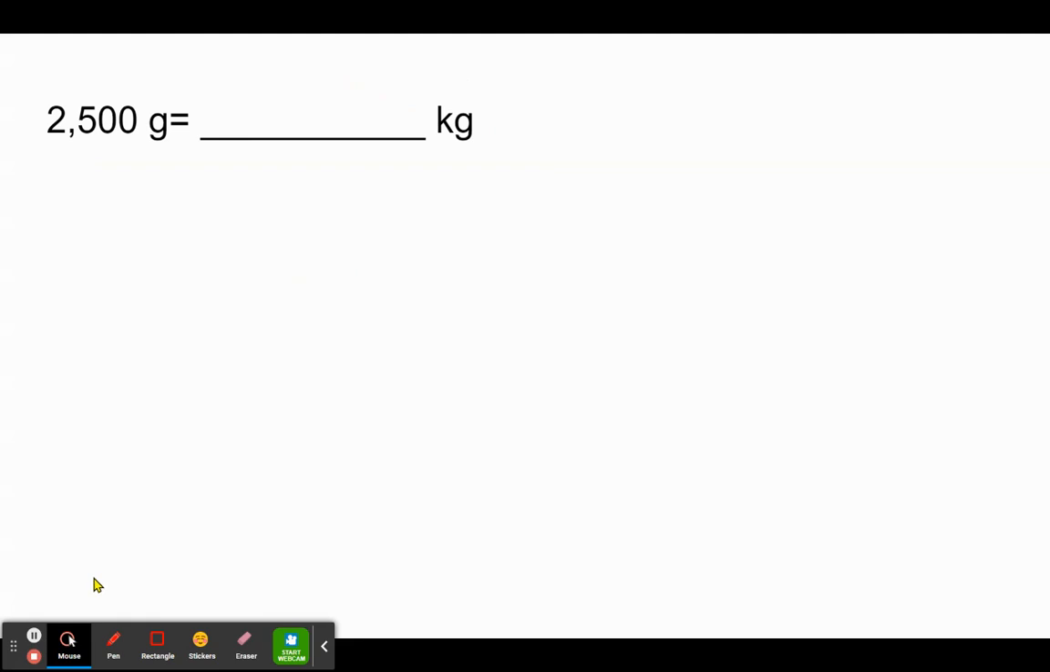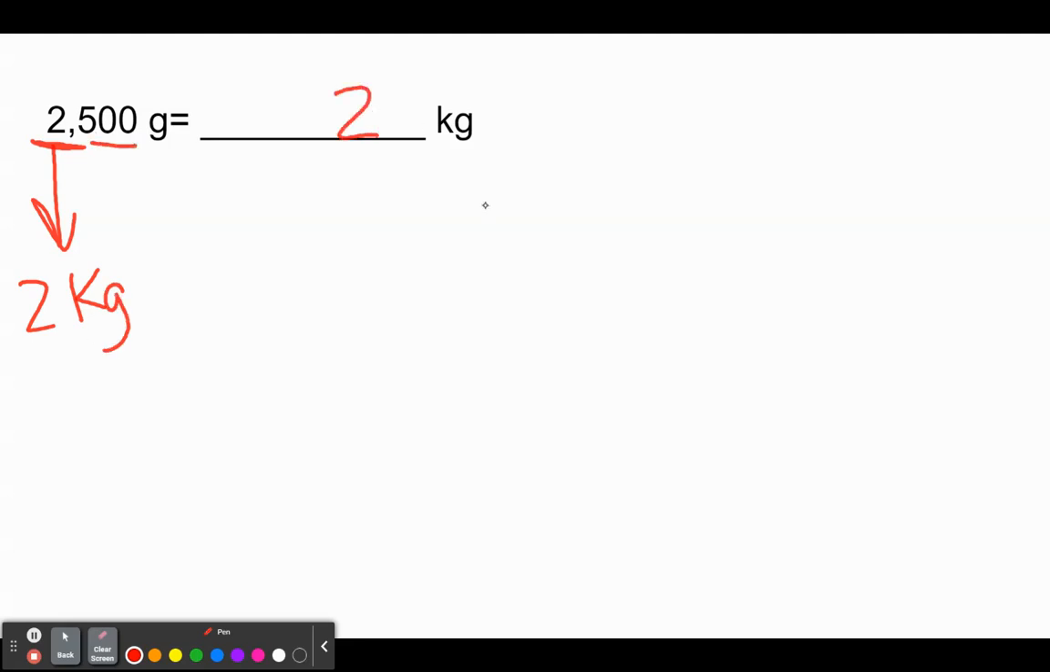Now, let's go the opposite direction. So if I have 2,500 grams, how many kilograms is that going to equal? So I have 2,000 grams. So that's going to switch over to 2 kilograms. So I have 2 kilograms, and I actually now have 500 grams left over, which I can't change to kilograms. So it's going to be 2 kilograms, 500 grams.